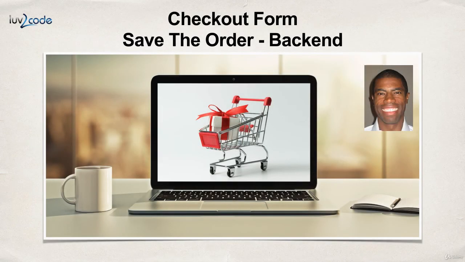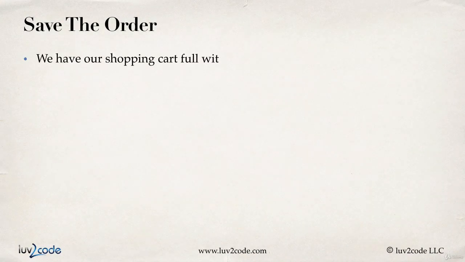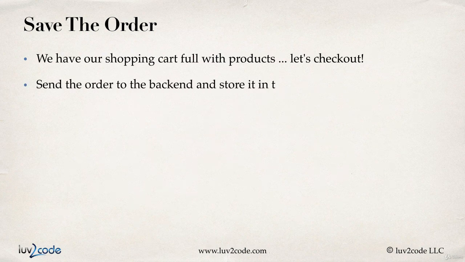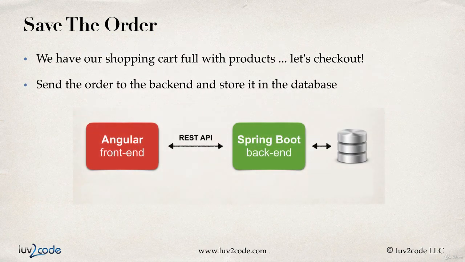In this video, we'll cover the checkout form and we'll save the order to the back end. So we have our shopping cart full with products, so let's check out. We're going to send the order to the back end and store it in the database. We'll have our Angular front end send data over using the REST API to our Spring Boot back end and put it in the database.